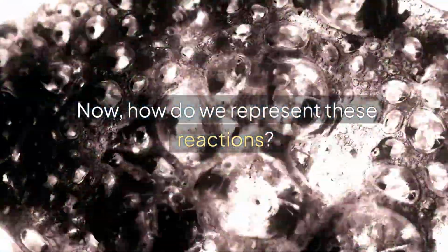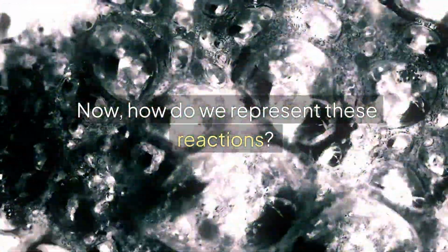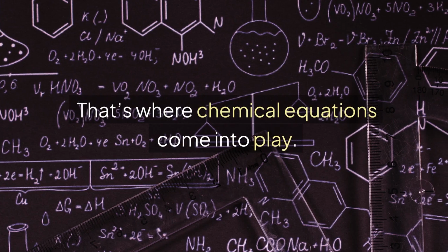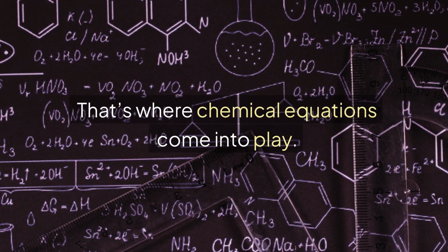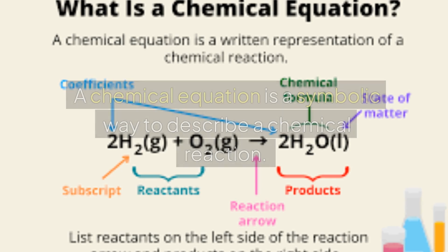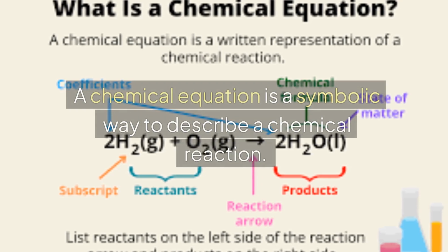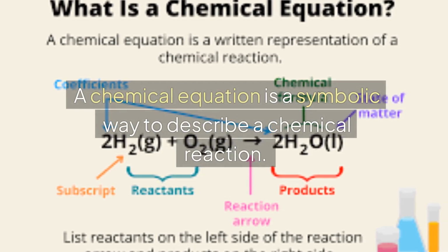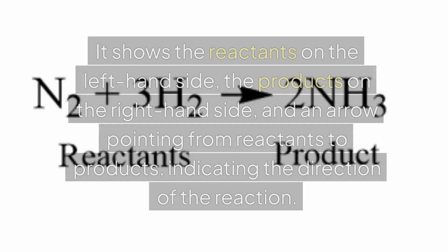Now, how do we represent these reactions? That's where chemical equations come into play. A chemical equation is a symbolic way to describe a chemical reaction. It shows the reactants on the left-hand side, the products on the right-hand side, and an arrow pointing from reactants to products, indicating the direction of the reaction.